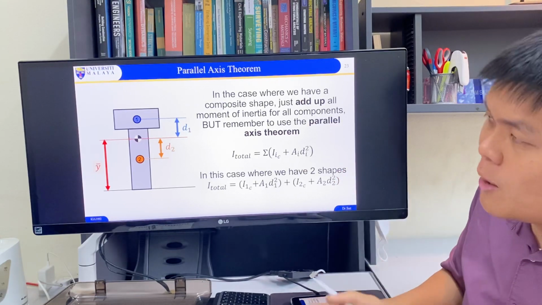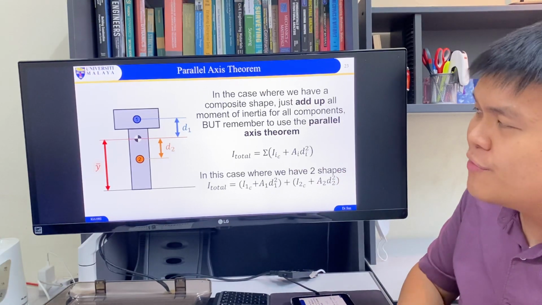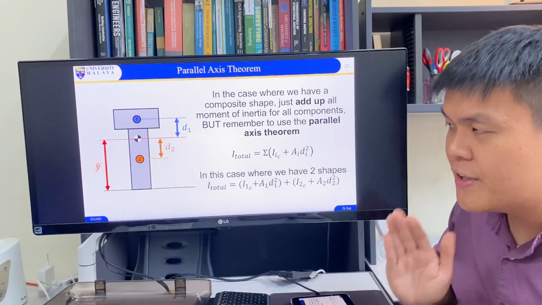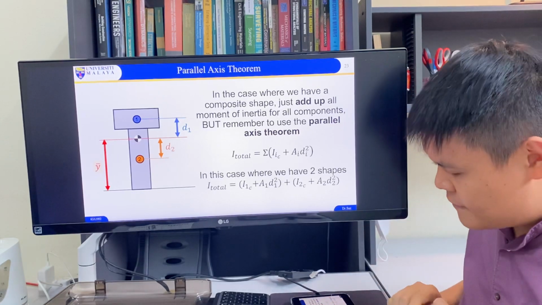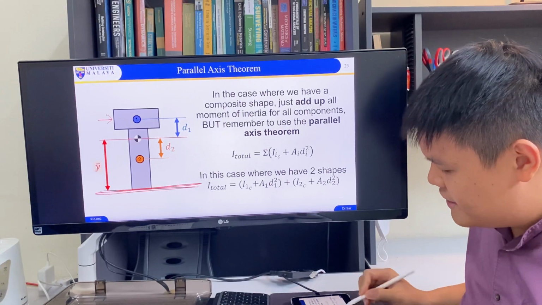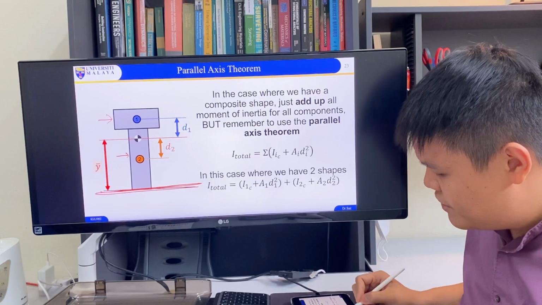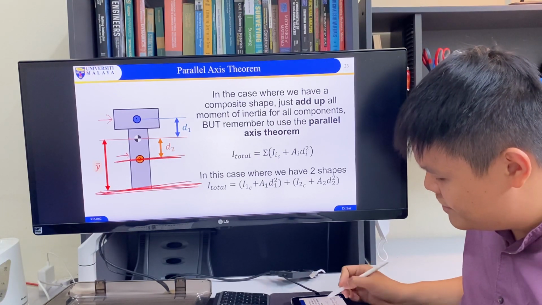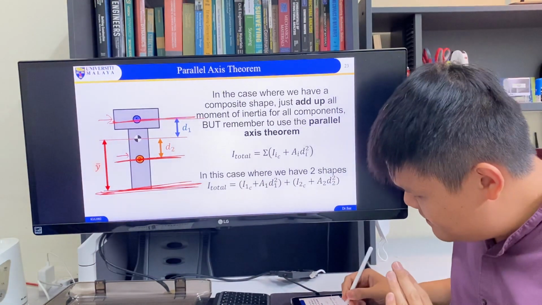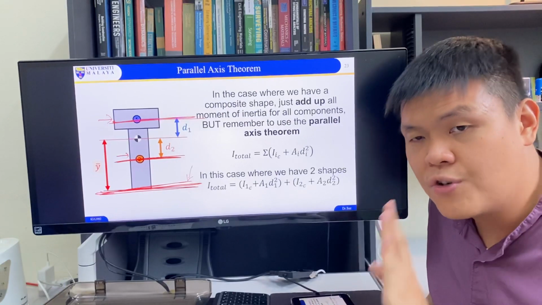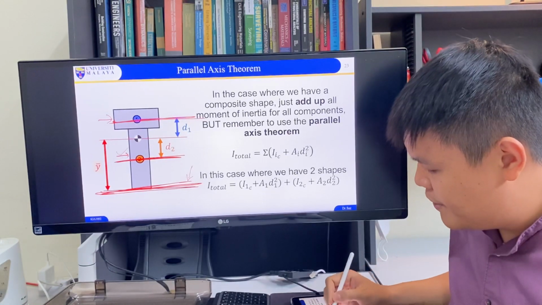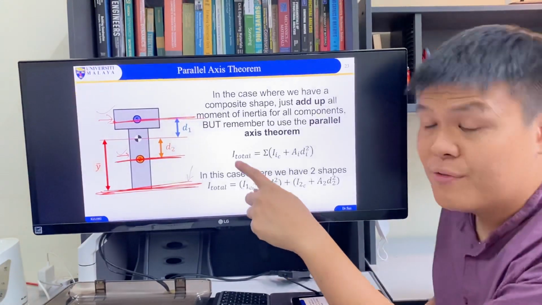In the case when we have a composite shape, you add up the moment of inertia for all components, but remember to use the parallel axis theorem, because for this shape here, number one, the axis is all the way over here, and for this shape number two is also all the way over here, but the centroid for number two is here and the centroid for number one is here, so this axis right here is not on the centroidal axis, so we need to use the parallel axis theorem for both of these cases. And this is the formula right here.